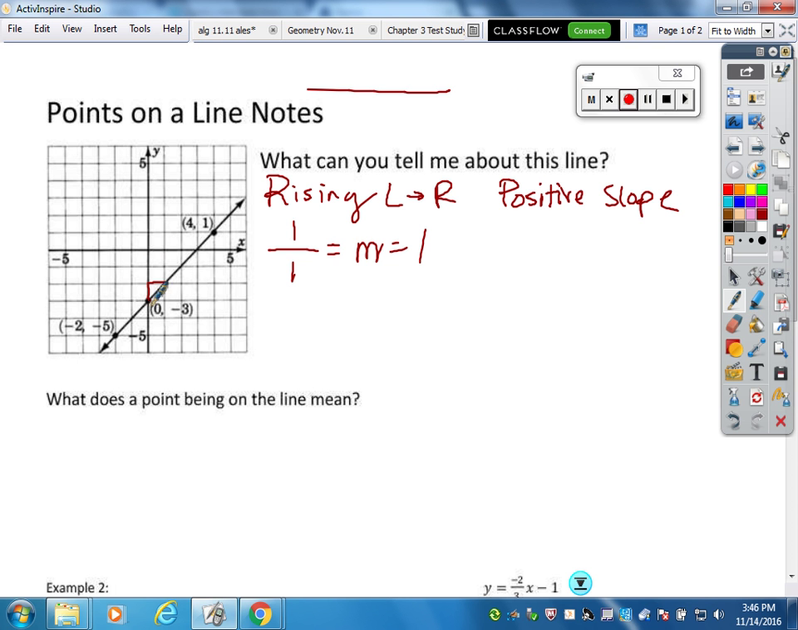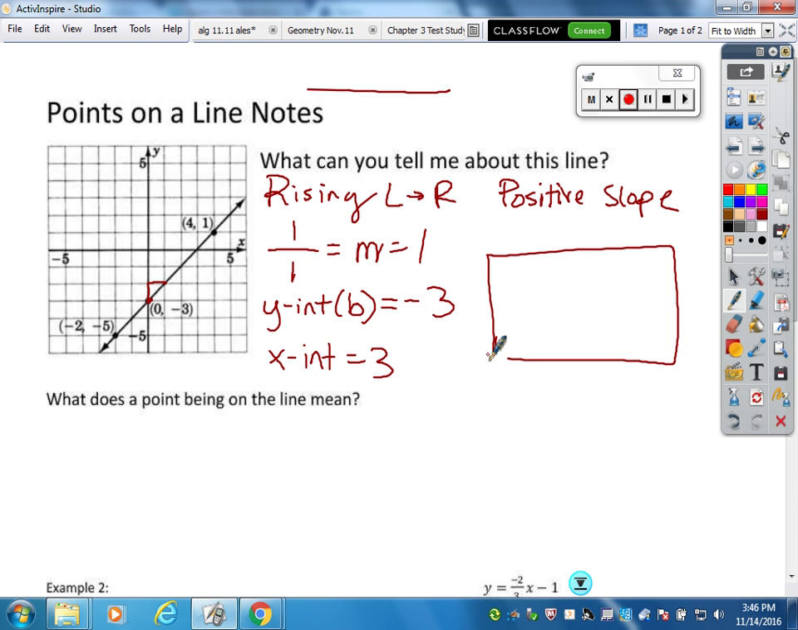I also see some key points here. I've got the y-intercept. Another way I could say that is the lowercase b, and that is at -3. I can see where it intersects the y-axis right there. And then I've got the x-intercept right here at +3. So knowing all that information, the only other thing we can tell about that line is the equation of it. Thinking about slope-intercept form, the equation of that line is y equals, my slope is 1, x plus my b, which is -3. The simplest way to write that is just y = x - 3.